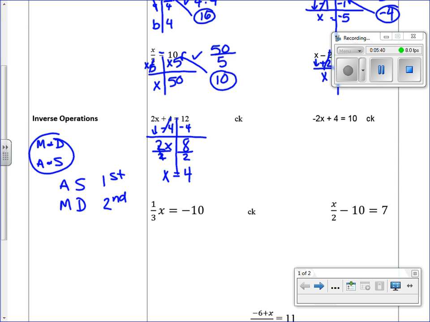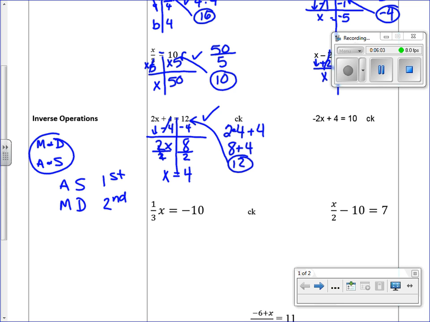Let's check it out. I'm going to say 2 times 4, because I said x equals 4. So 2 times 4 plus 4. Now I go back to regular order of operations. 2 times 4 is 8. Plus 4, that's 12. That 12 is the same as that 12, so it's a check.